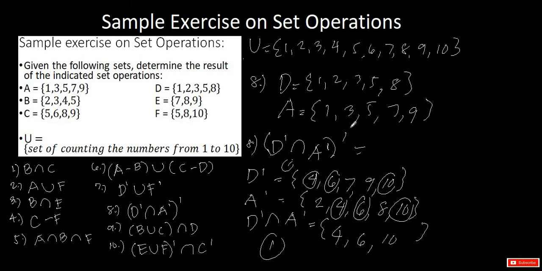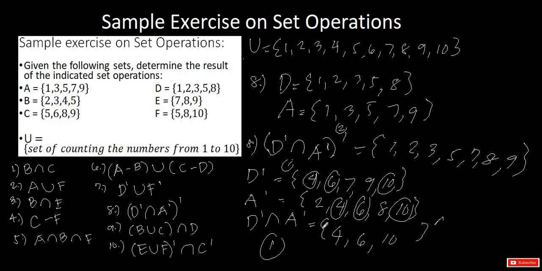Next is to perform the complement, which is the final operation to determine the final result. So here we're going to take the complement of the elements of this set, 4, 6, and 10. So the elements are 1, 2, 3, 5, 7, 8, and 9.